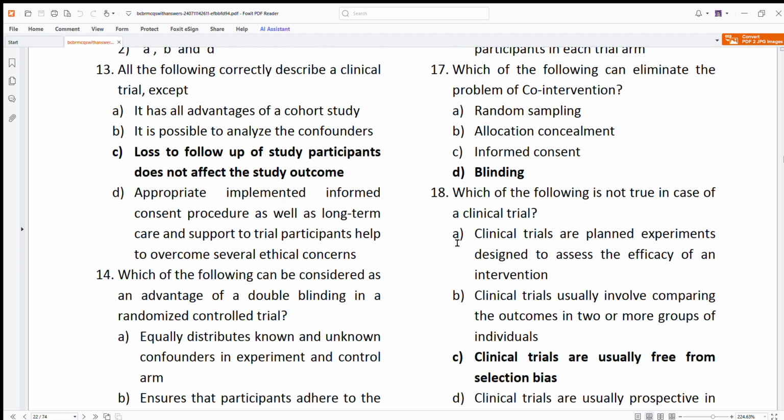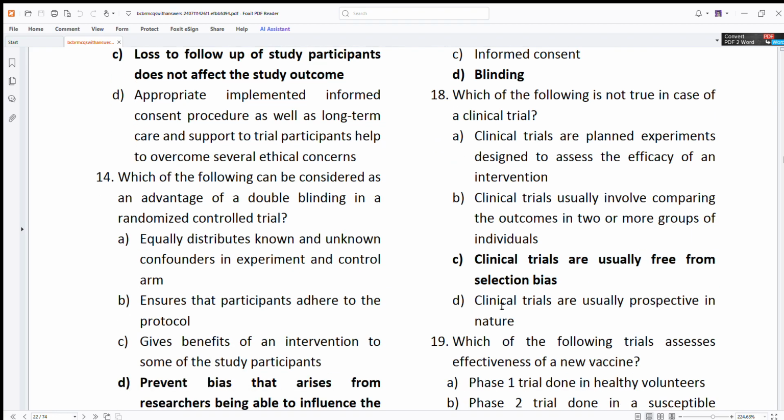Then which of the following is not true in case of a clinical trial? Clinical trials are usually free from selection bias. This is not true actually. Sometimes there occurs selection bias.